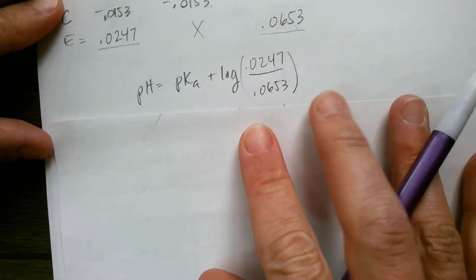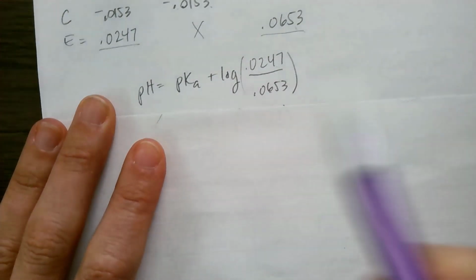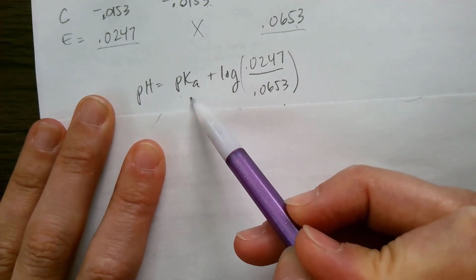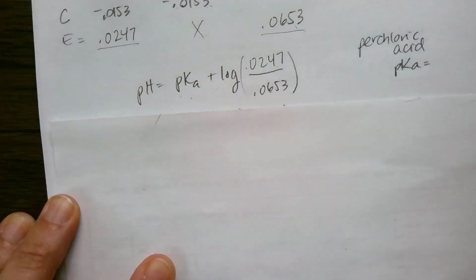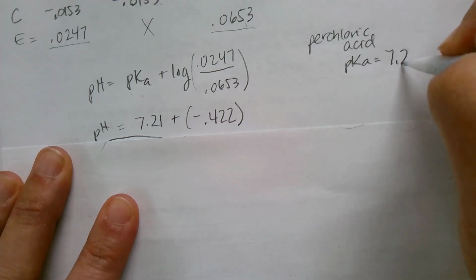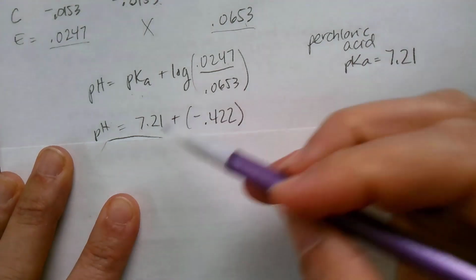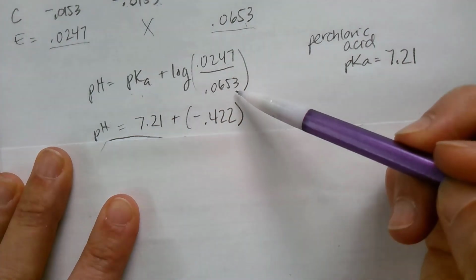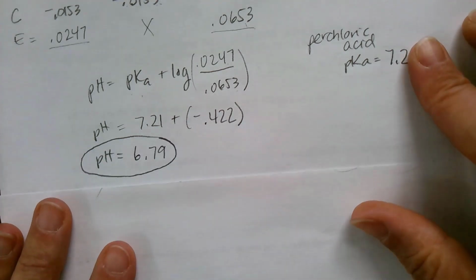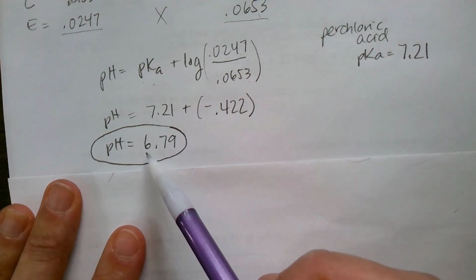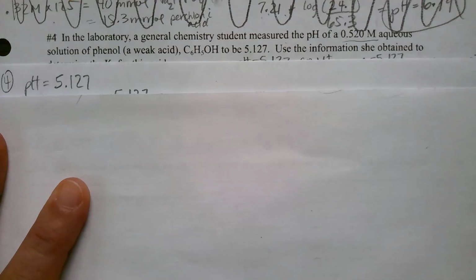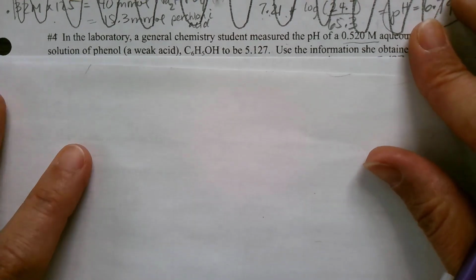Now I'm going to plug it into my Henderson-Hasselbalch, and I know my pKa value should be found in our appendix as 7.21. And then I'm going to plug my salt over my acid, and that would give me negative 0.422, and that should add those together to give me a pH of 6.79. Let's look at number 4.